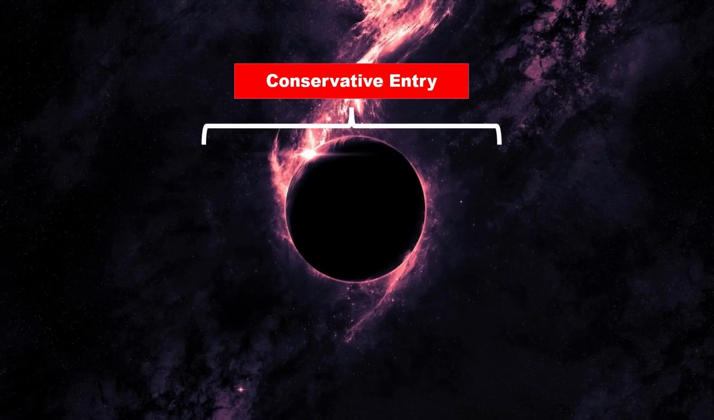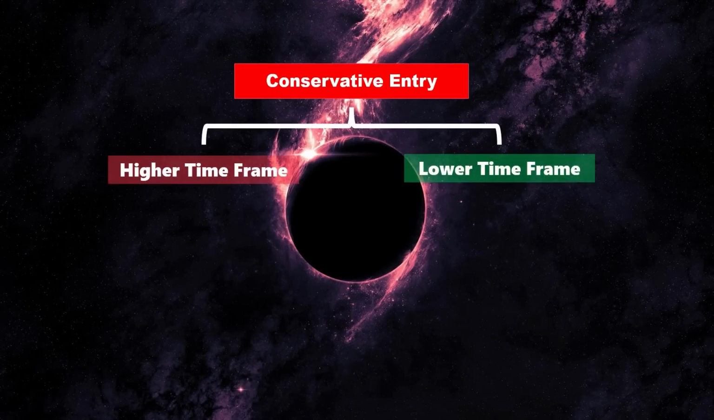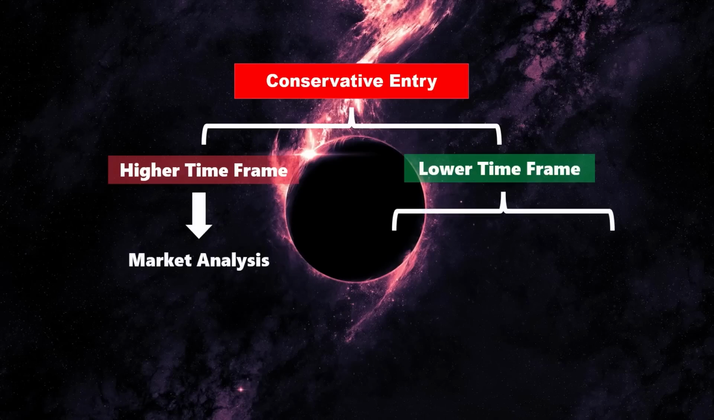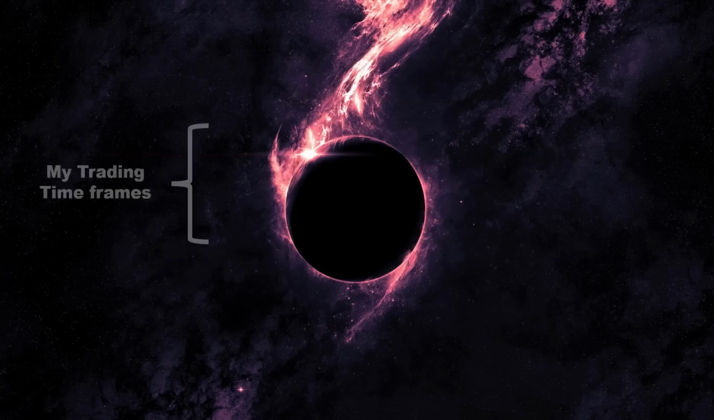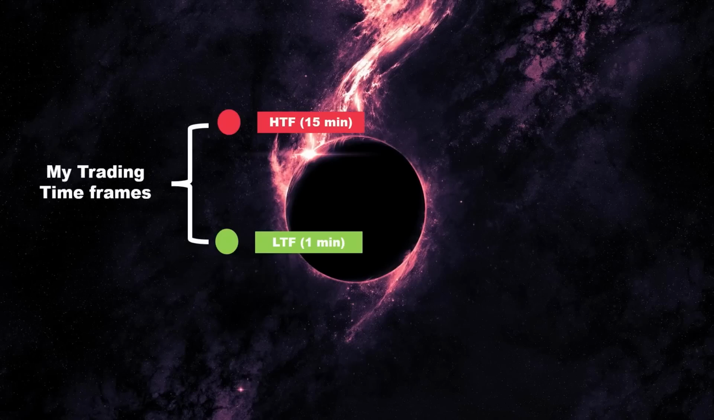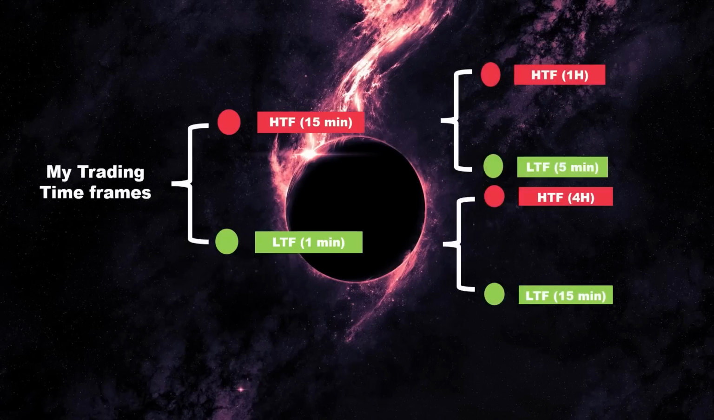In this entry model, we employ two different time frames for our trading approach: a higher time frame for market analysis and a lower time frame for entry confirmation and order execution. I personally prefer using the 15-minute time frame for market analysis and then switching to the 1-minute time frame for executing my trades. However, you have the flexibility to choose other time frame combinations, like the 1 hour and 5-minute or the 4 hour and 15-minute, depending on your preference.